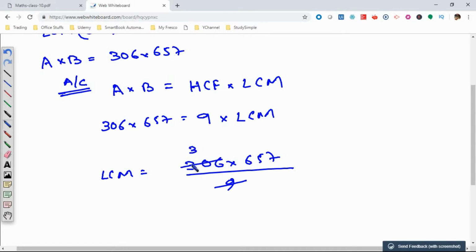9 3 is a 27, 9 4 is a 36. So the number formed, even by multiplying, is 22338.